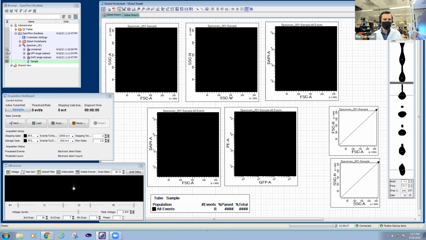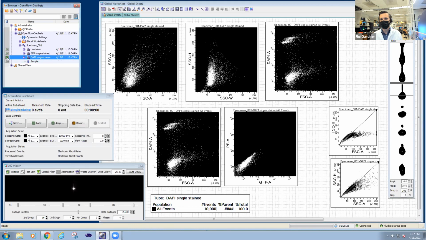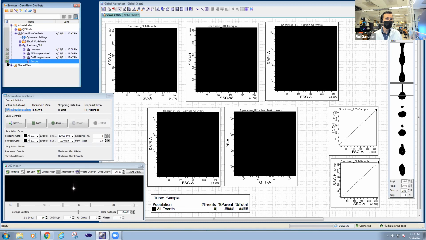Now I've cheated a little bit here where I've already run the controls and now I'm going to load the sample and we're going to gate based on the controls very quickly. So if you have any questions, just let us know. Put it in the Q&A. Because I'm going to go a bit fast in these parts because we've done this already previously in other sessions.